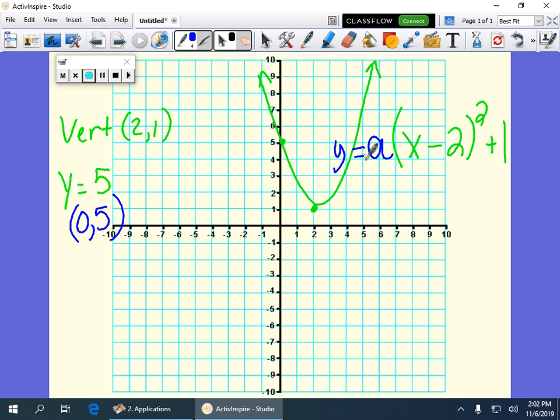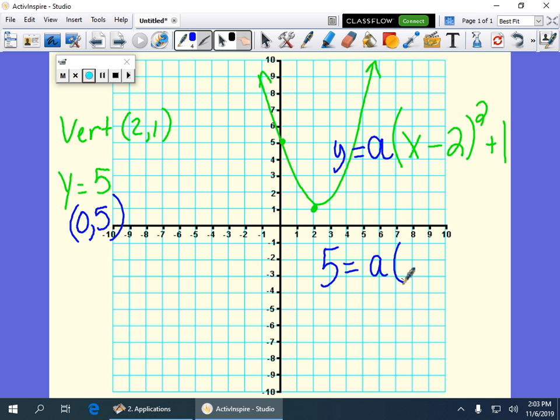So we have y equals a(x minus 2) squared plus 1, right? Okay, what can I replace y with? 5. Do I know a? No. I told you, this is the trick. This is where kids struggle. You need to know what variables you know and what ones you don't and solve. That's why we're working on it. Good for SATs, good for every math level.